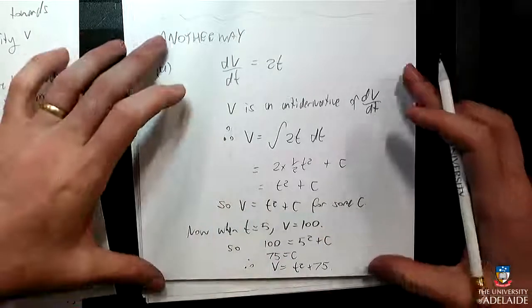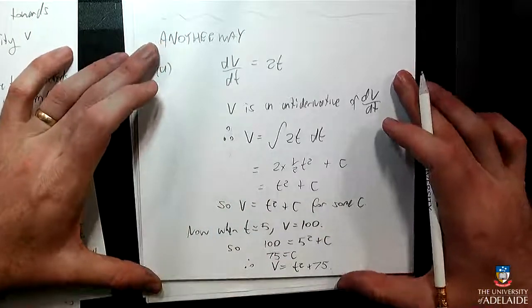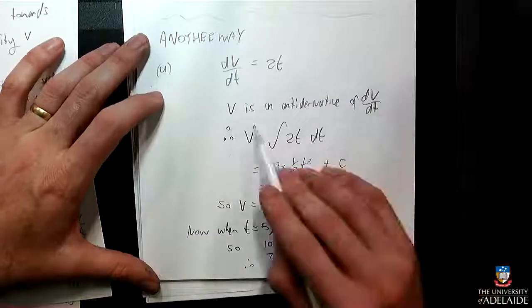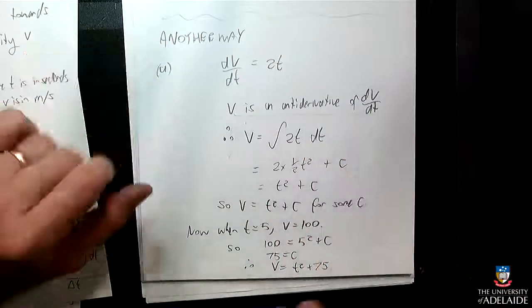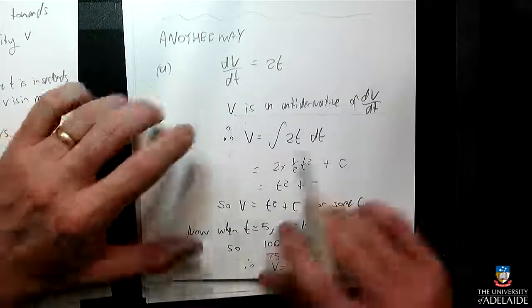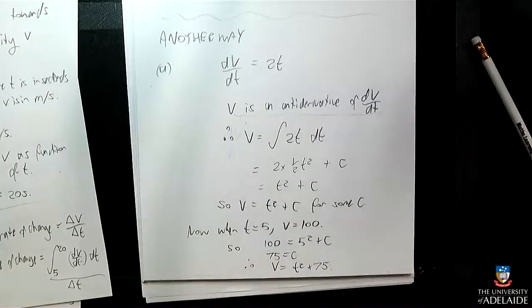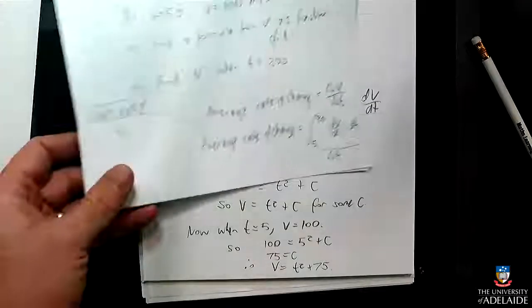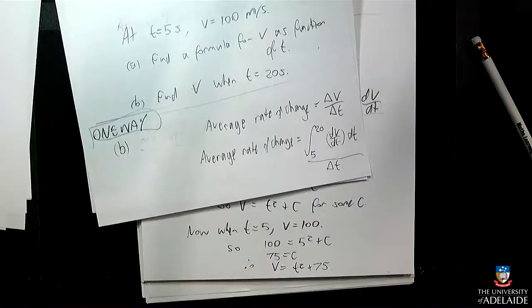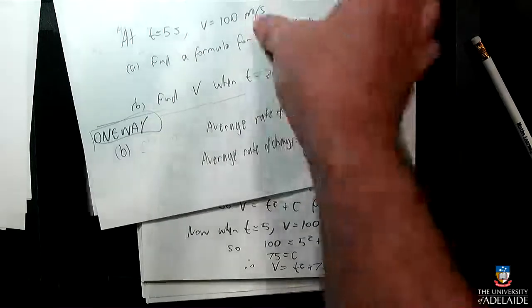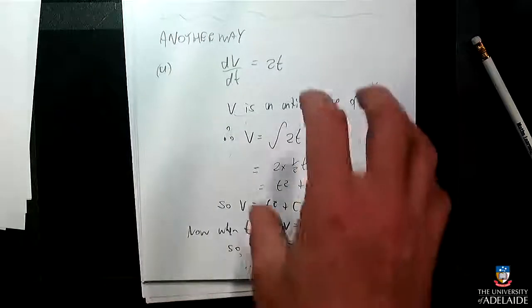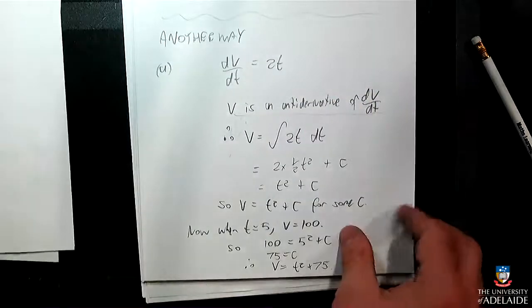Now I find this a much easier working to follow. It's a very useful thing to write this thing down, just to remind yourself what's going on. And this is using the idea that the indefinite integral allows you to find antiderivatives, whereas this one is using the idea that the average rate of change is the integral of the rate of change divided by the change in time. So you use whichever one makes most sense to you. This one makes the most sense to me.